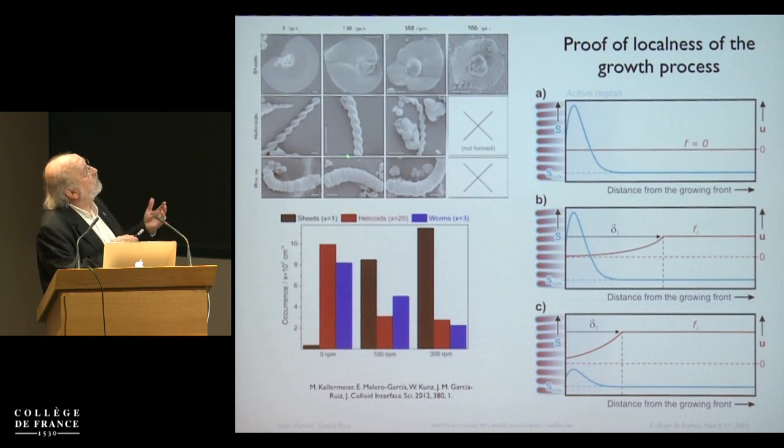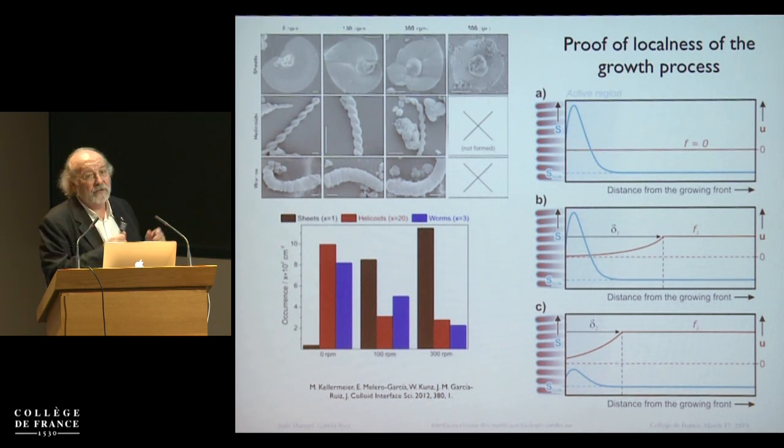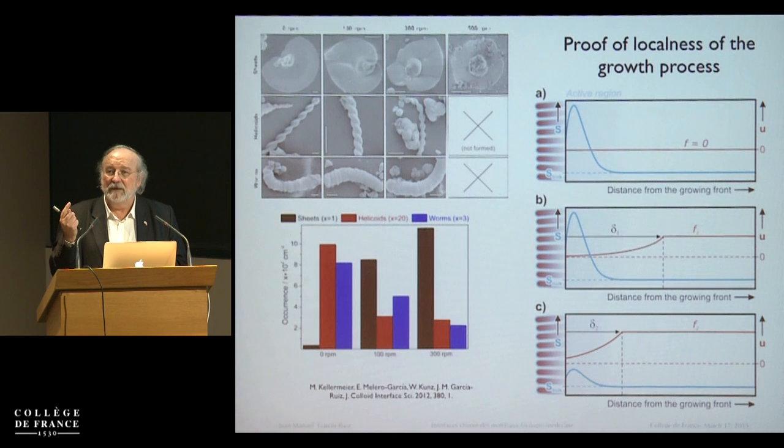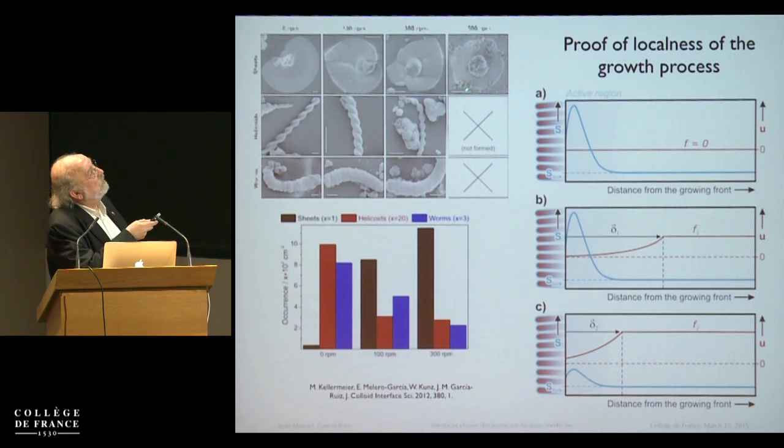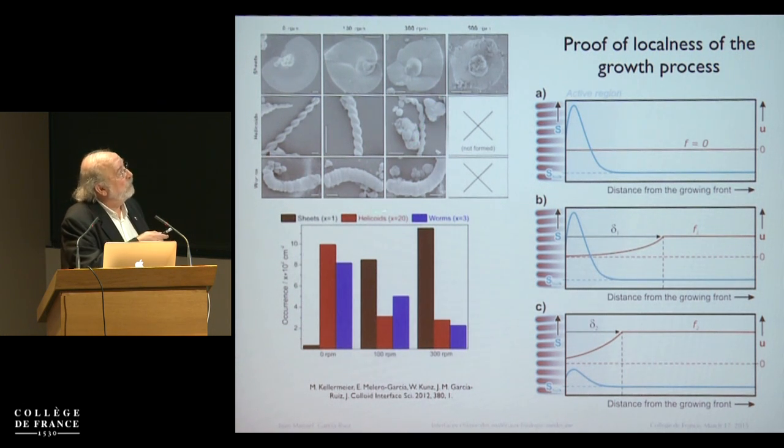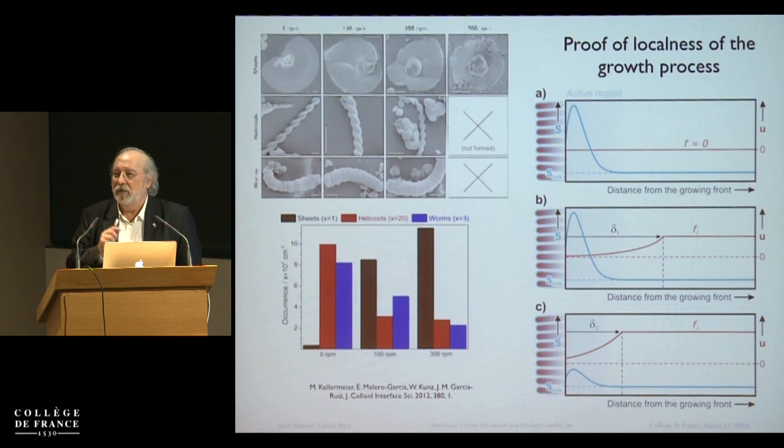This is another simple experiment, but very useful. We made the biomorphs in solution at different stirring velocities. And then we found that even at 300 revolutions per minute, you form the helicoidal and the worm forms, everything. So even though you are stirring, the formation of the structure occurs in the growth front. It's nothing related with the bulk.